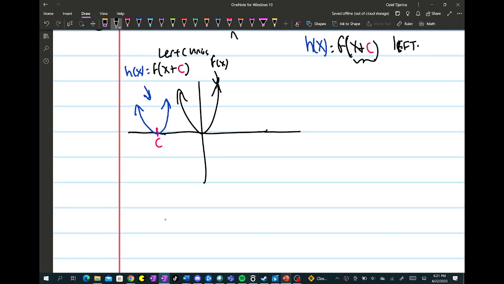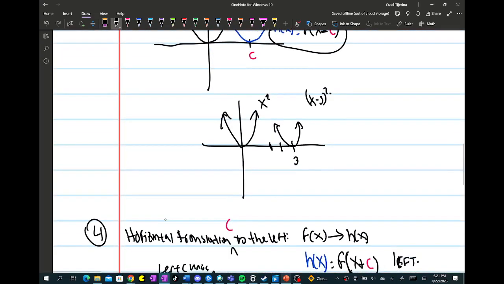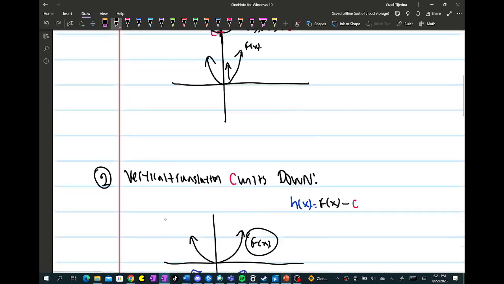So it does not follow the rule of, if it's positive, it means to the right, and if it's negative, it means to the left. No, it's not like that. If it's negative inside of the parentheses, it's the opposite. So negative means right, positive means left. And that is how I remember these. Okay. And I think I already went over all this stuff.